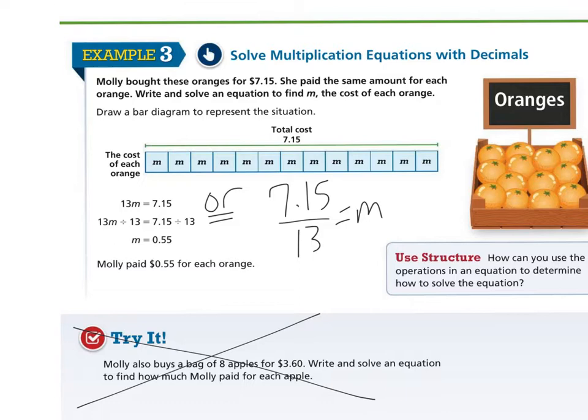The try it is basically the same idea there. You could just do $3.60 divided by 8. It's basically just finding a unit rate, how much we paid for one apple there, just like we did with the oranges.